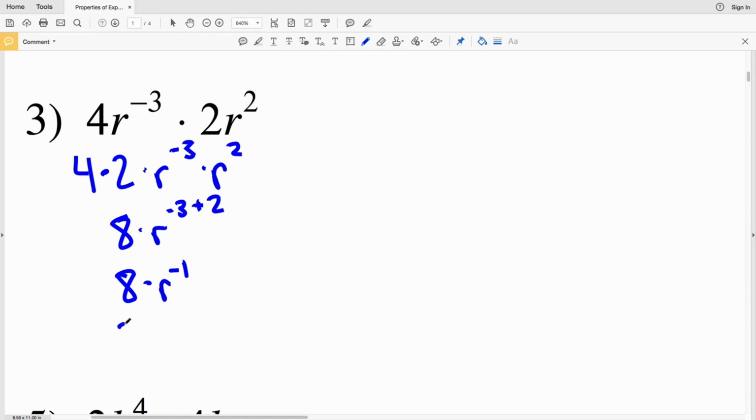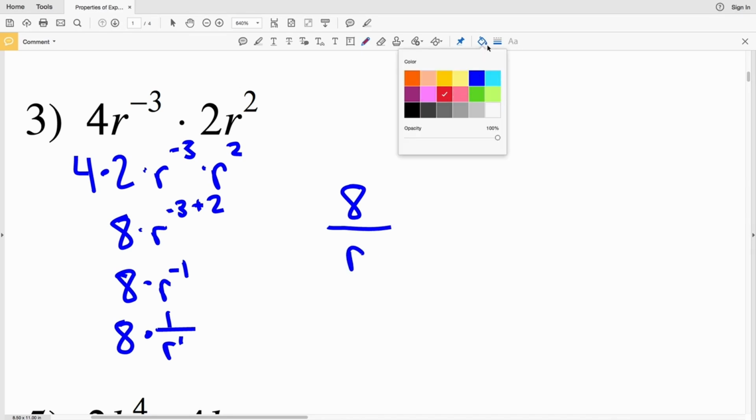So I'll write this as 8 times 1 over r to the positive 1, which r to the positive 1 is r, and 8 times 1 is 8. So I'll have 8 over r as my solution in number 3.